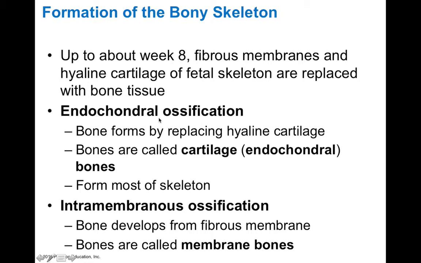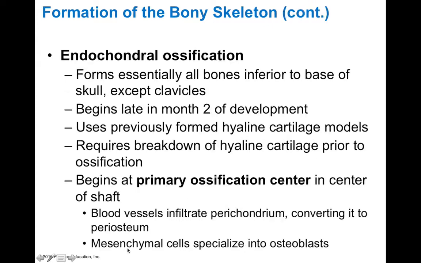Through 2 major mechanisms, we have endochondral ossification and intramembranous ossification. Endo means within, chondro is cartilage, so endochondral ossification is bone formation within a hyaline cartilage model, so that endochondral bones, basically cartilage, form most of the skeleton. So most of the bones in your body start out as cartilage, but then are ossified through endochondral ossification. Now, intramembranous ossification is where bone develops in fibrous sheets of membrane, typically forming flat bones.